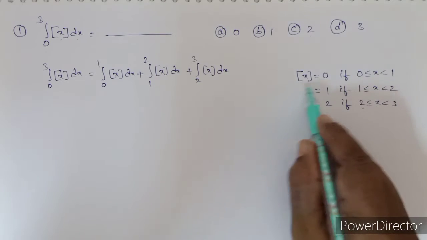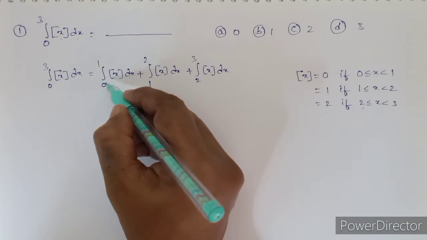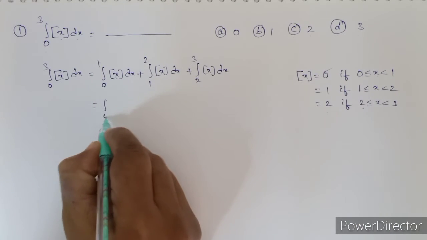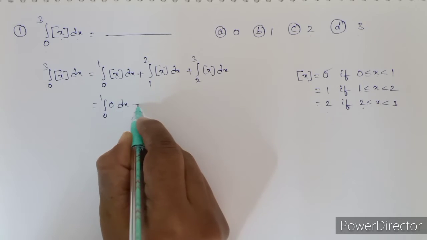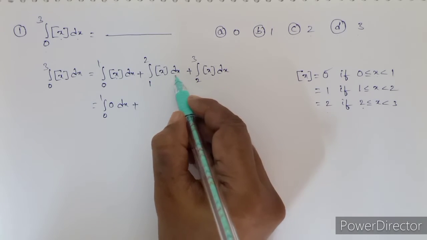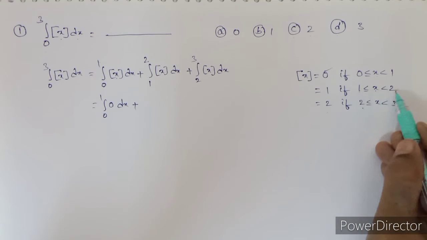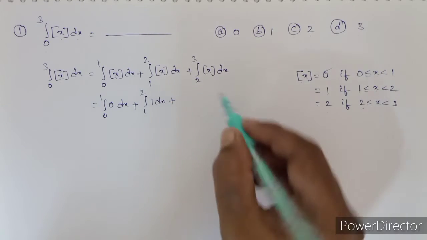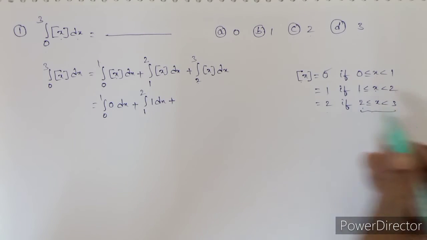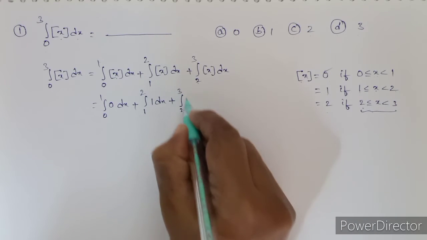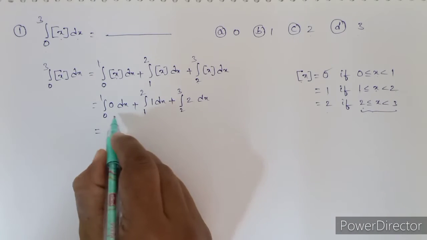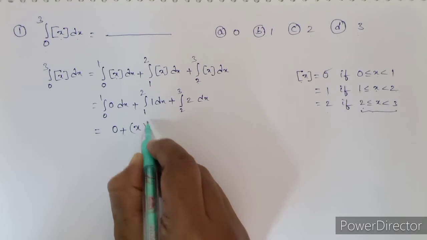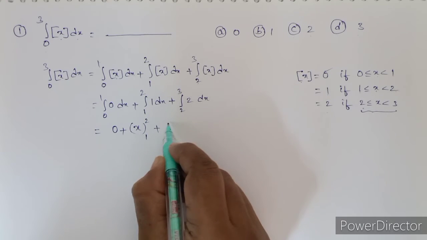So step x is equal to 0 when x lies in between 0 and 1. When x is lying in between 0 and 1, step x is 0. So integral 0 to 1, this is 0. When x lies between 1 and 2, step x we write as 1. When x lies in between 2 and 3, step x is 2. Now integrate. Definite integral of 0 is 0. Integral of 1 is x, limits are 1 to 2. Integral of 2 is 2x.